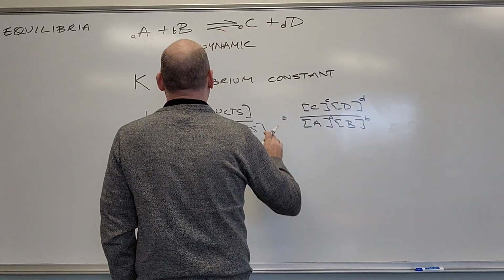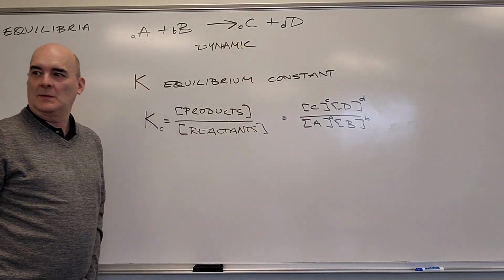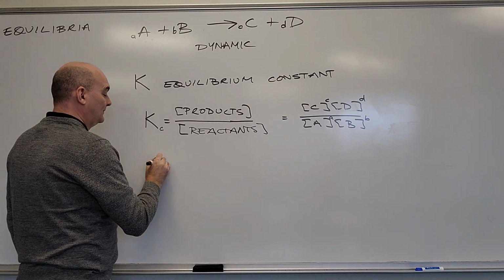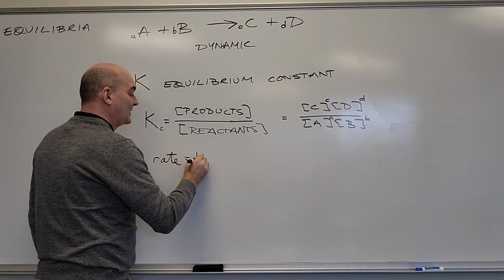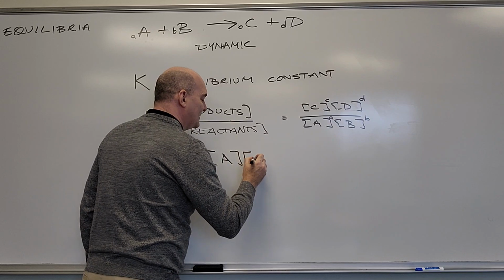Because what if this wasn't an equilibrium, but this was a reaction? How would you describe its rate? Because we can describe rate three ways: with a rate expression, a rate law, or a rate equation. We could write the rate law that says rate equals k times the concentration of the reactants.